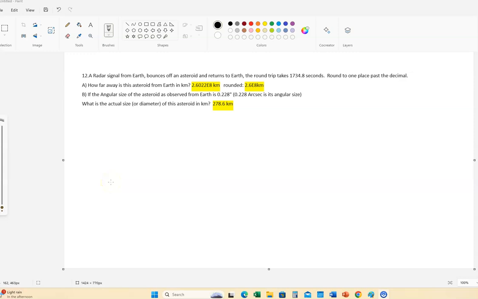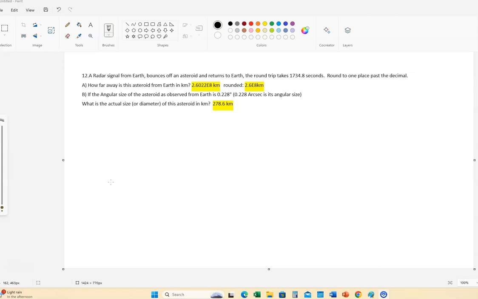All right, so here's number 12. A radar signal bounces off of an asteroid and returns to Earth. The round trip time takes 1,734.8 seconds. Round to one place past the decimal. So part A says how far away is this asteroid from Earth in kilometers. We're going to round that one place past the decimal.